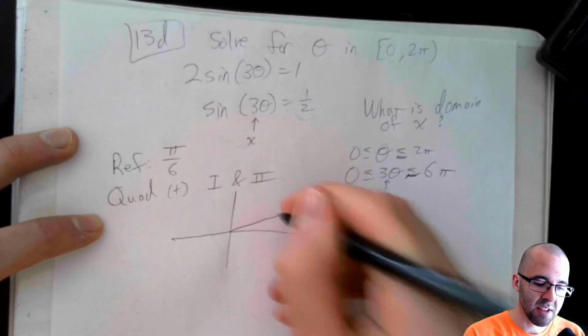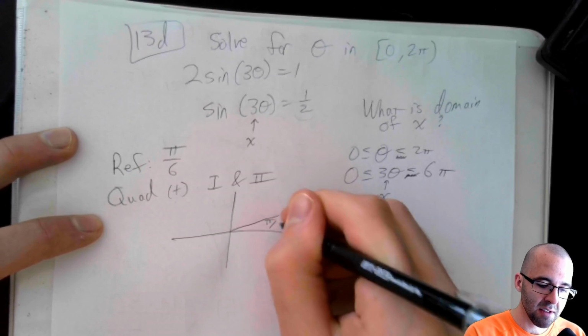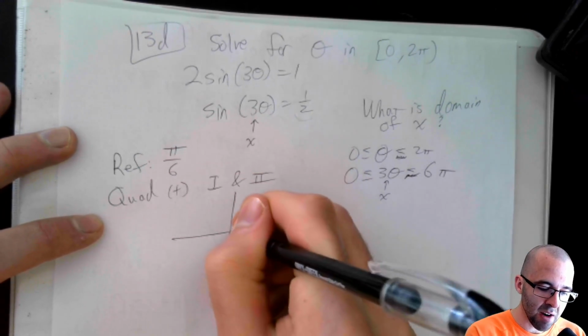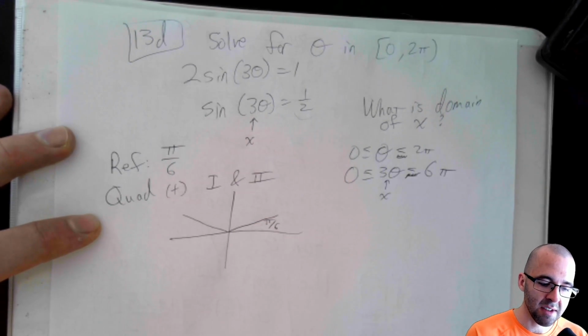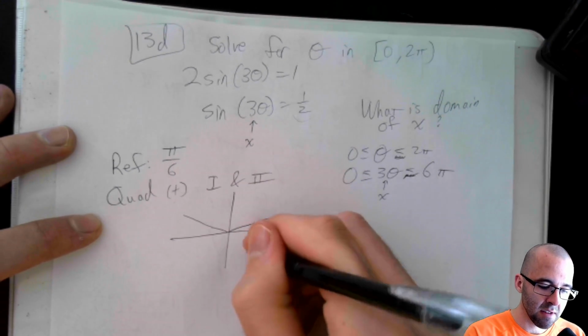So reference angle of pi over 6. This is one answer, pi over 6. Another reference angle of pi over 6 is over here. And that's going pi units minus pi over 6, just 5 pi over 6.